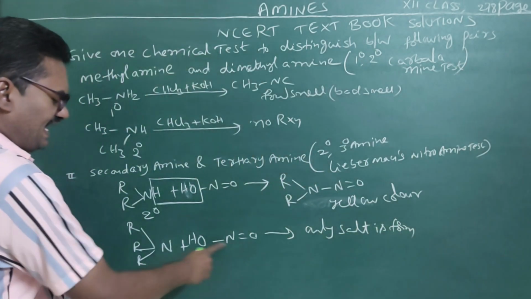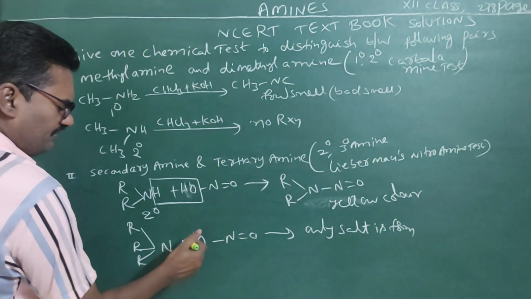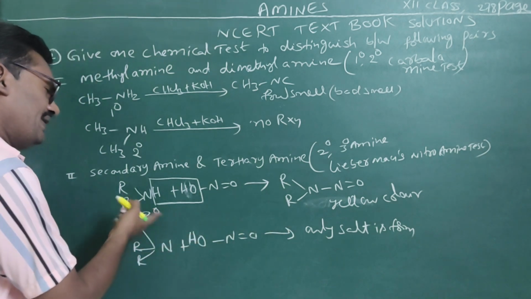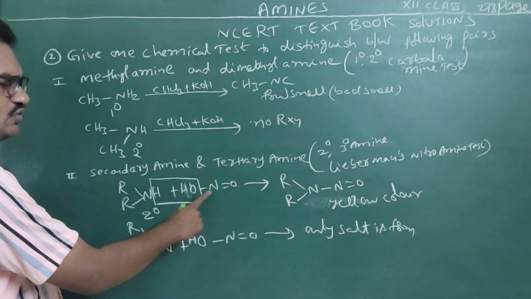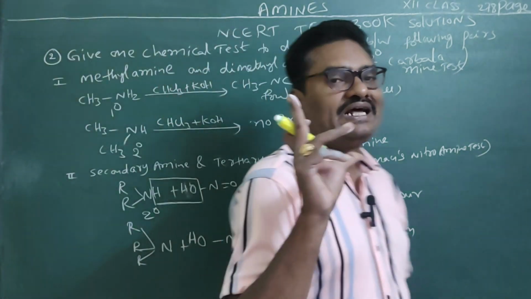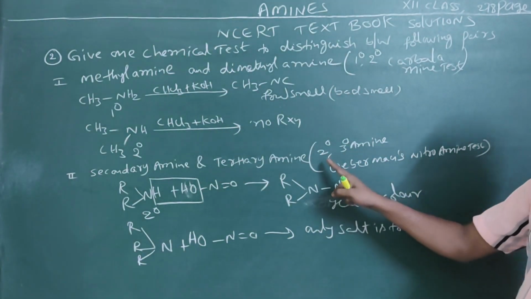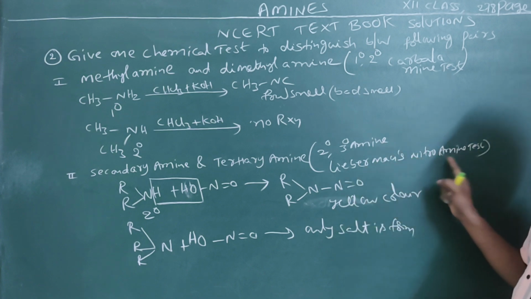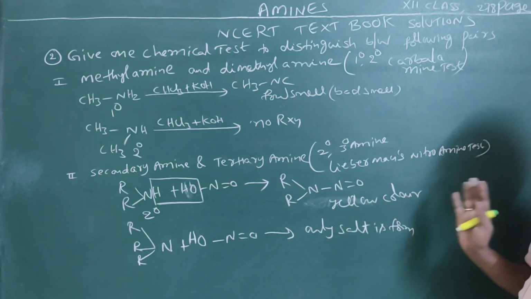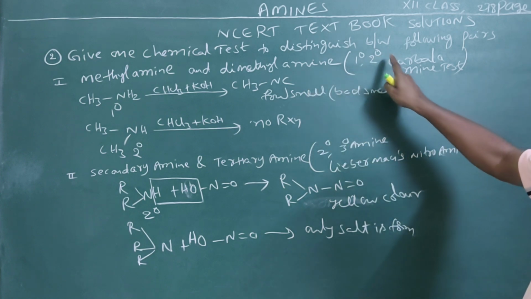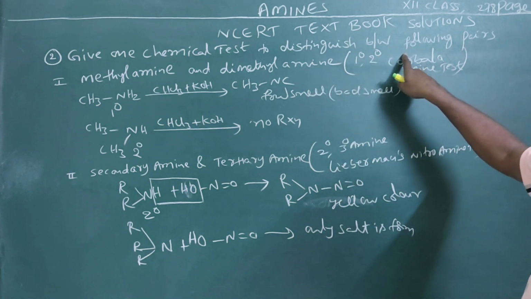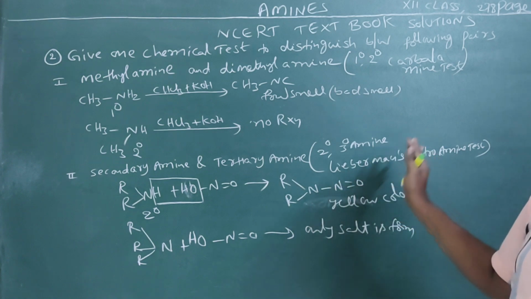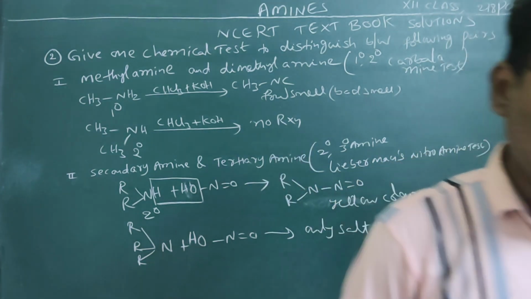It is an acid-base reaction, and only a salt is formed. But with the secondary amine and HNO2, a yellow color is formed. So secondary and tertiary amines are identified by Liebermann's nitrosoamine test. The first one, primary and secondary amines, is identified by the carbylamine test. Secondary and tertiary amines are identified by Liebermann's nitrosoamine test. Not done, I will continue.